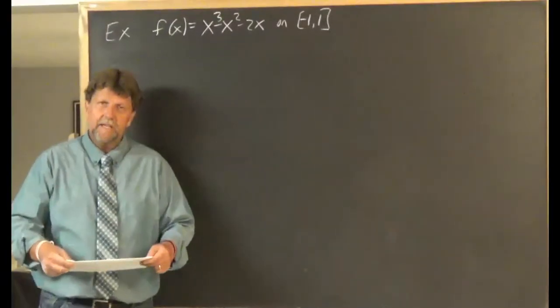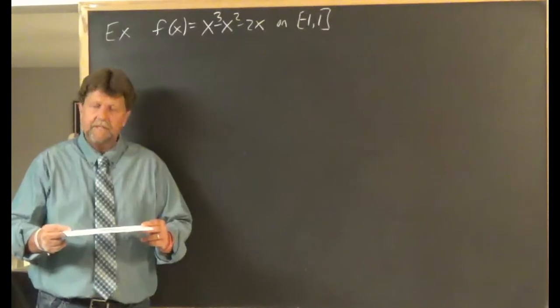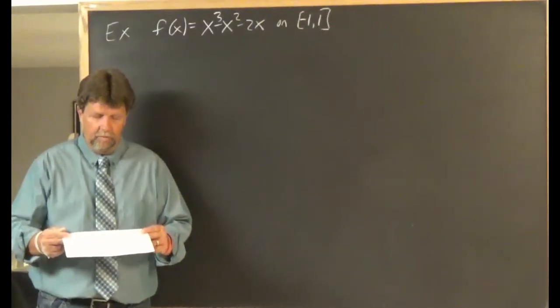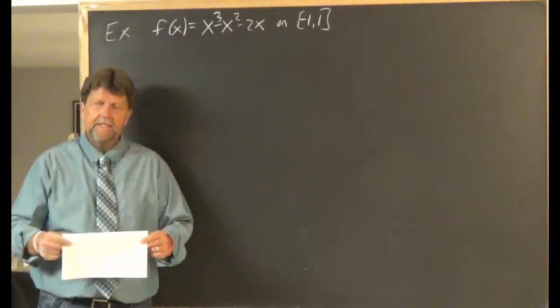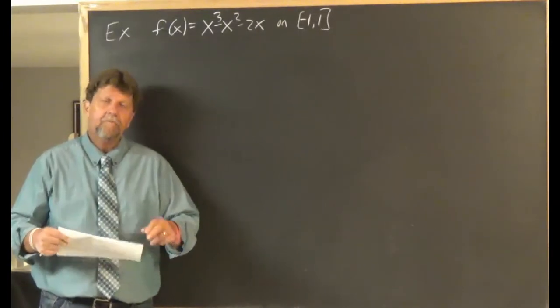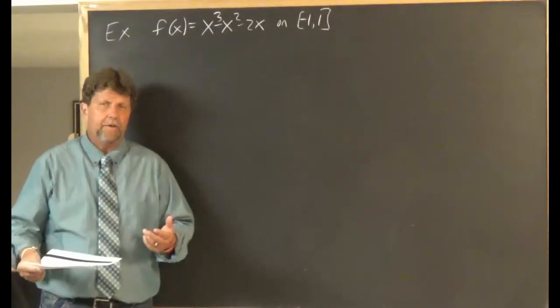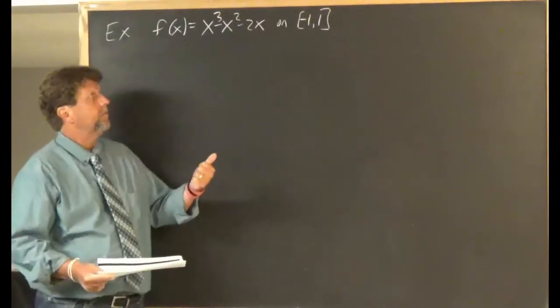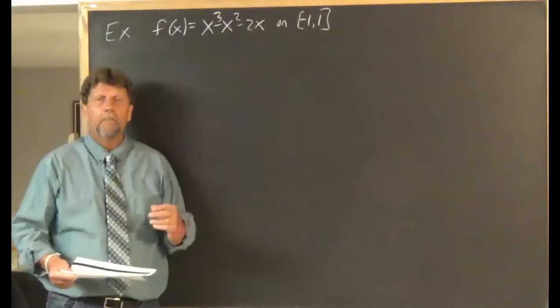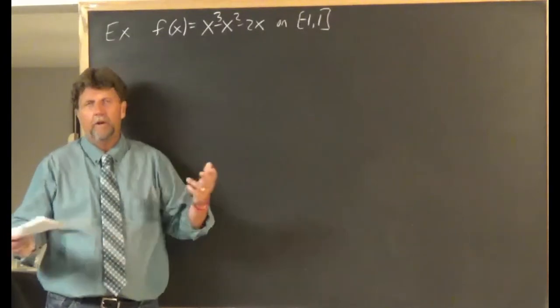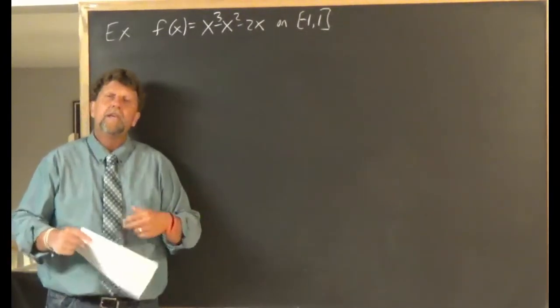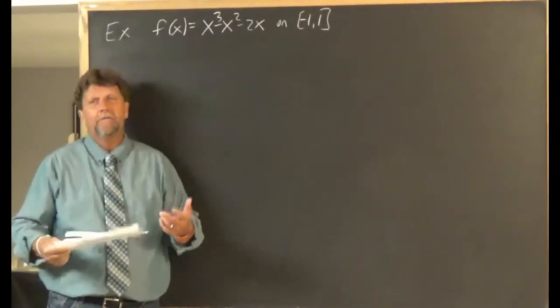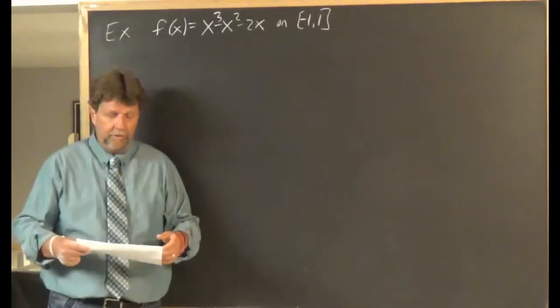All right, folks, in this example, there were two parts. This function is given on the closed interval [-1, 1]. Part A was, does the mean value theorem apply? So the preamble for the mean value theorem: is the function continuous on the closed interval? It is, because it's a polynomial function, which is continuous. Polynomials are continuous everywhere. Is it differentiable on the open interval? And it is. It's differentiable.